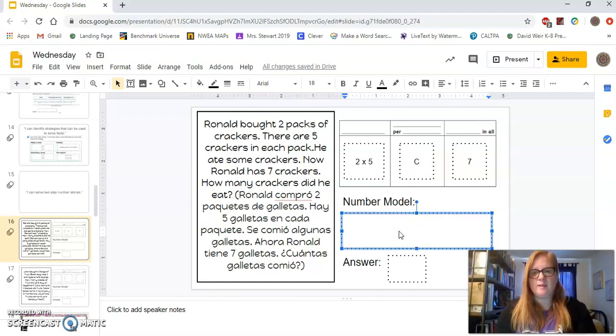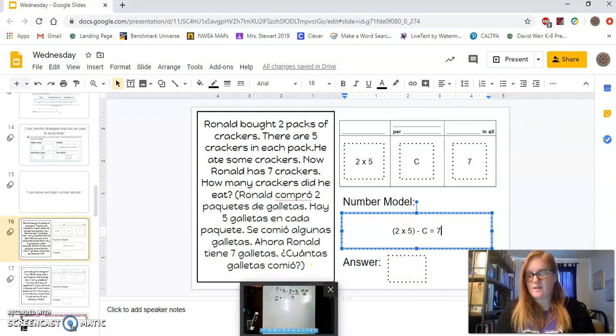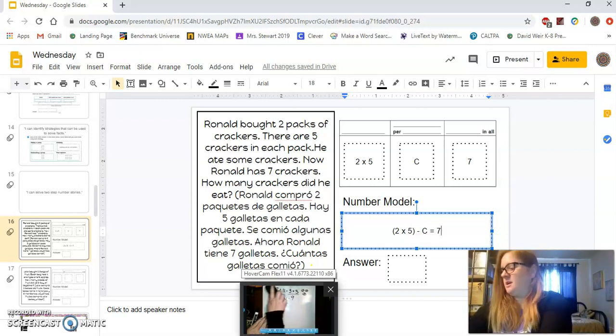So I'm going to put that as a C, right? So my number model will be, in parentheses, my very first thing is going to be the very first part of this problem. Ronald bought 2 packs of crackers. There are 5 crackers in each pack. So I'm going to put that in parentheses, 2 times 5. He ate some. So does that mean that I'm adding more or I'm subtracting? It means that I'm subtracting. So minus C equals 7. Okay, so that's my number model. Now I need to solve my number model. So I'm going to show you how I do that on the HyperCam after I erase.